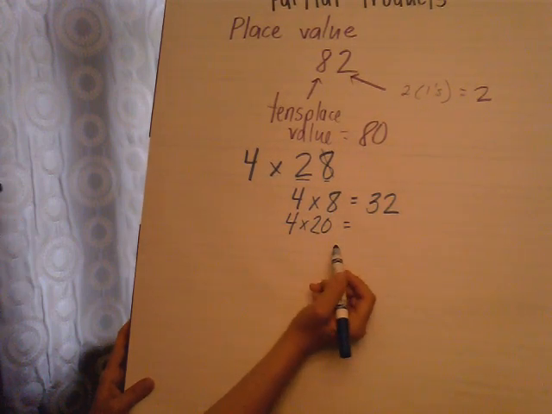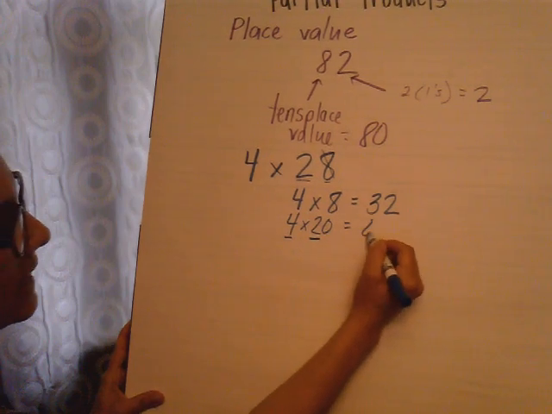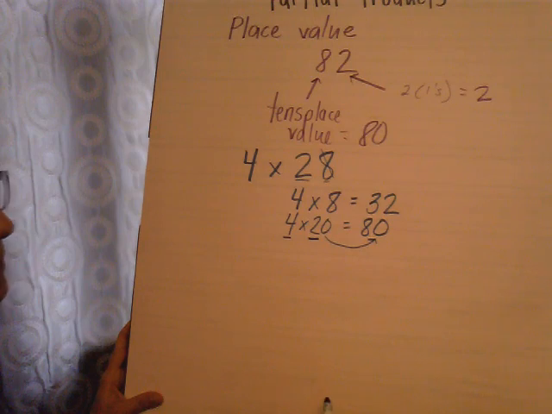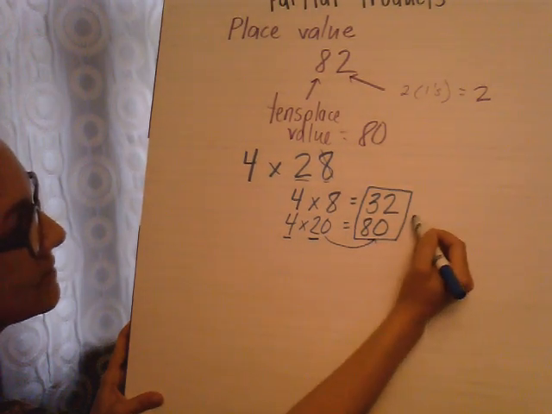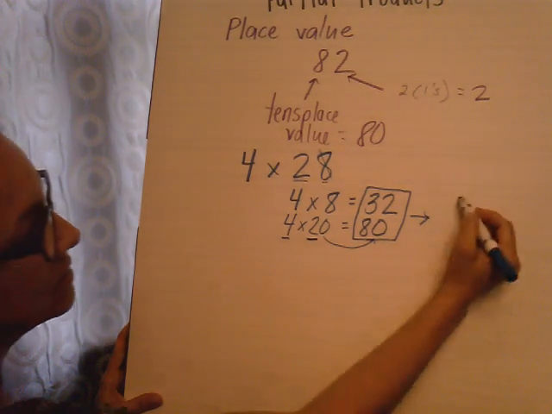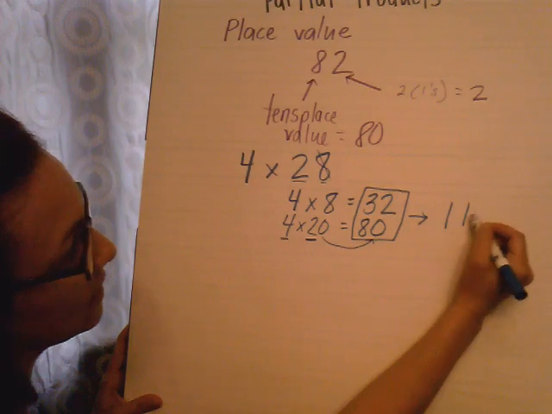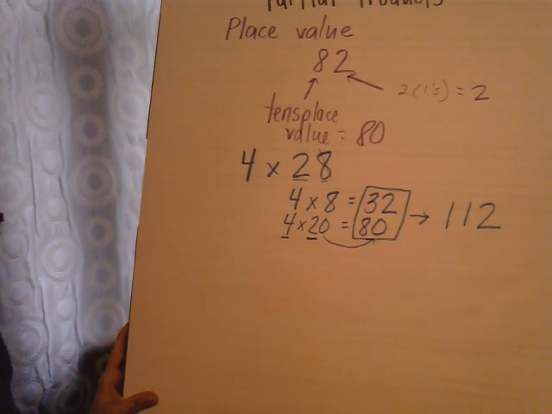Okay, this one again, nice and easy. Remember, you can just do 4 times 2, which is 8, and then bring that 0 over, so we have 80. Next, all you need to do is take these two products, add them together, so 32 plus 80 is 112.